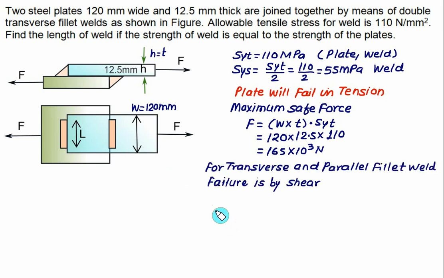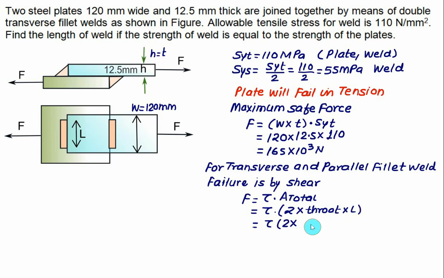So whether we have a transverse or parallel fillet, failure is always by shear. In that case we have F equal to tau multiplied by the total area, A total. Since we have double transverse, it is multiplied by 2, multiplied by T multiplied by L. That is tau multiplied by 2 for double transverse. For thickness T we write the throat thickness here. Since we have already used T for thickness, I will write throat multiplied by L.